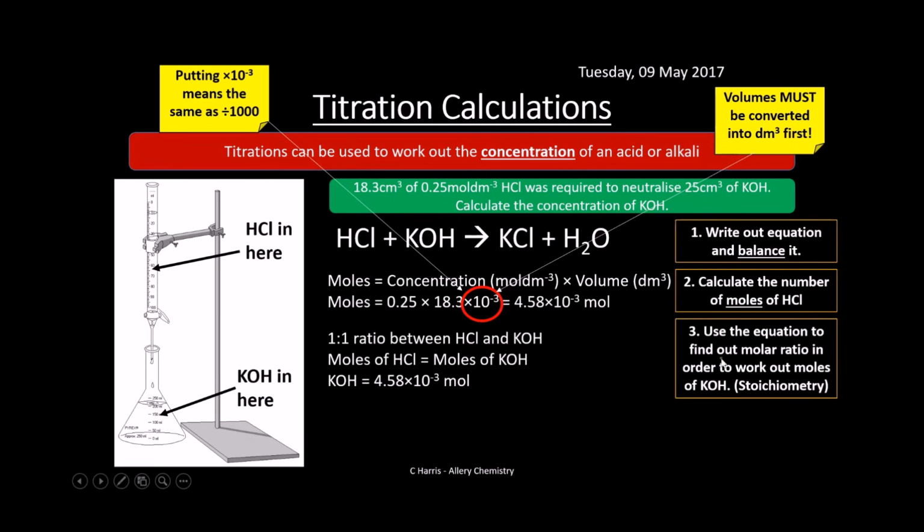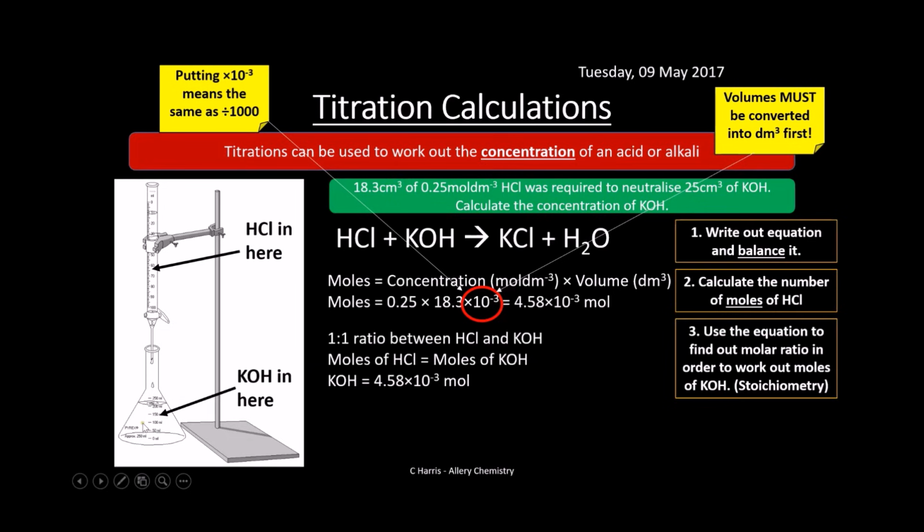Then we use the equation to find the molar ratio in order to work out the number of moles of KOH. We call this stoichiometry. So basically, we've got a 1-to-1 ratio between HCl and potassium hydroxide. You can see we've got 1 and 1. So the number of moles of this is going to be the same as the number of moles of this. So the number of moles of potassium hydroxide is 4.58 times 10 to the minus 3.